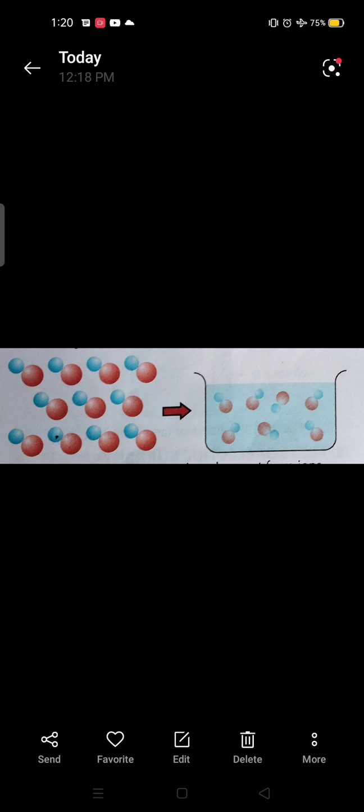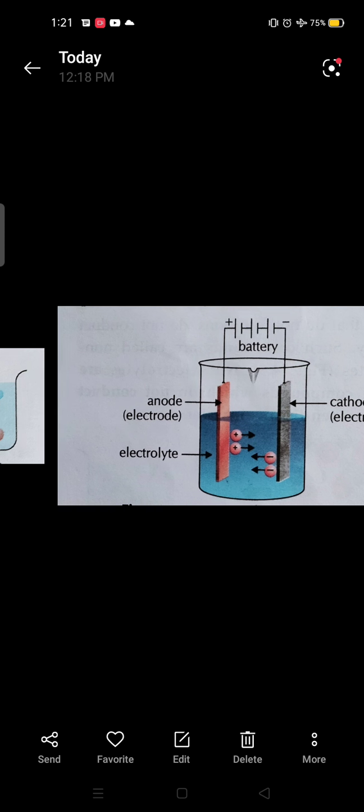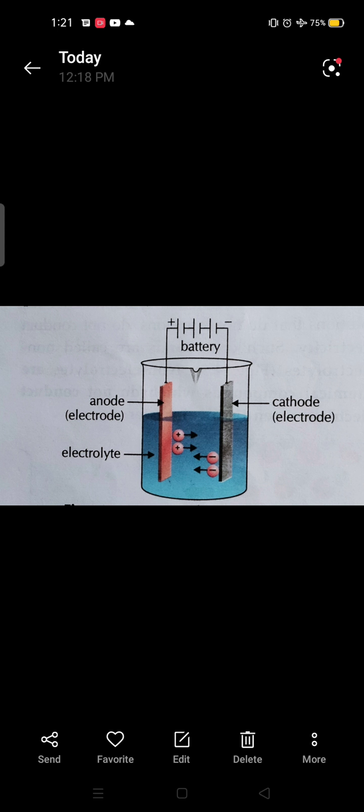Now next is your electrodes. Electrodes means the medium. Okay, electrodes are the metal rods through which current enters the solution and leaves. Why metal? Because metals are good conductors of electricity. A non-metal carbon rod is also used because carbon is a good conductor of electricity. Carbon is the only non-metal which is a good conductor of electricity.